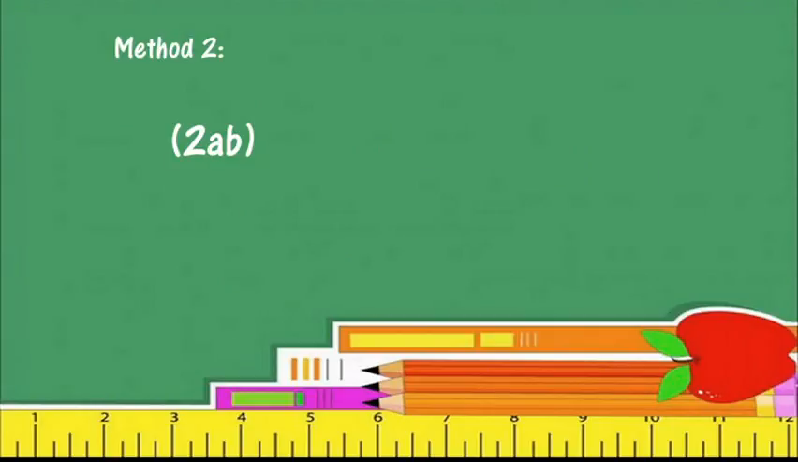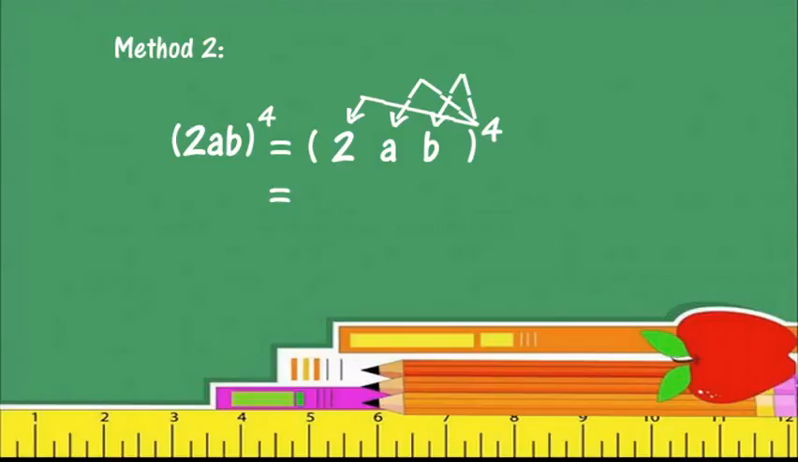For the second method, you just have to distribute the exponent. So it will be 2 raised to 4, a raised to 4, and b raised to 4. The answer will be 16 a raised to 4, b raised to 4.